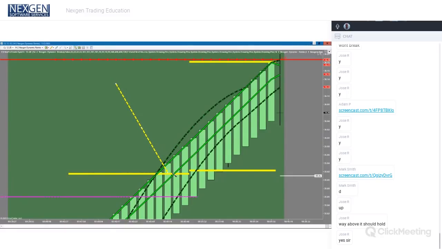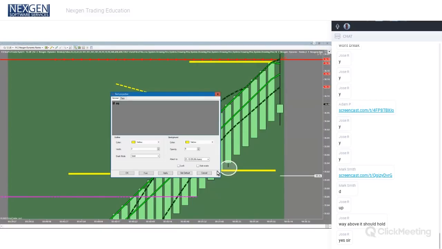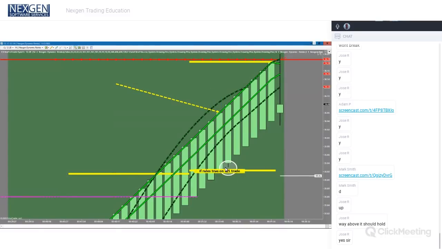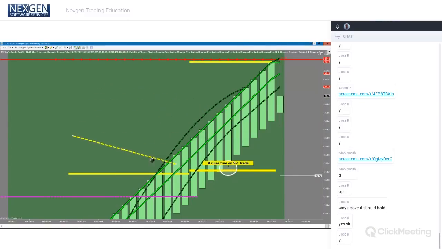At this point, the triggers are up and beyond it. So you could, if you had a reason, right? If reason true, right? Rules, maybe that's even better. If rules true on 5-1, trade, right? Buy. Can we agree to that? Just based on the line and the triggers being above the line.